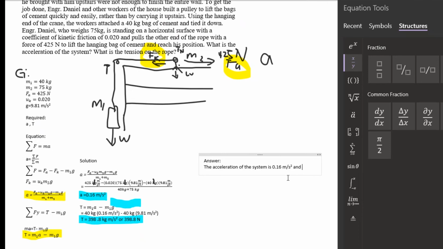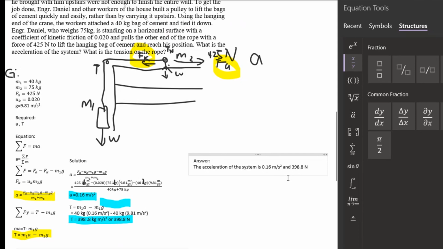And lastly, the tension force that is required to find is 398.8 newtons, or 398.8 kilograms meter per second squared.